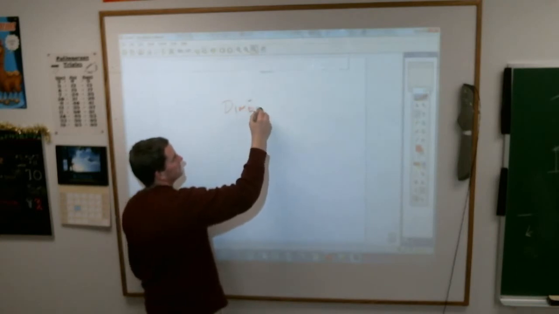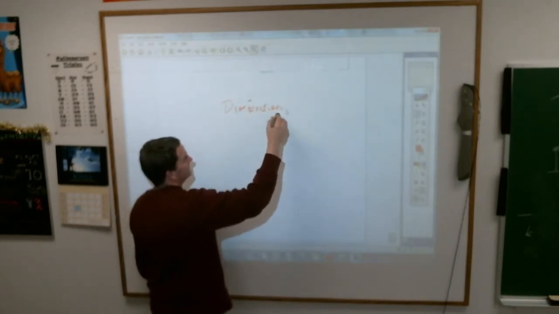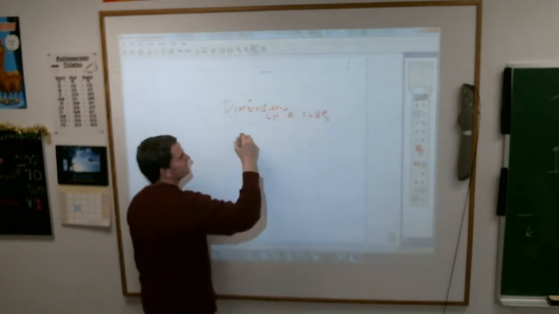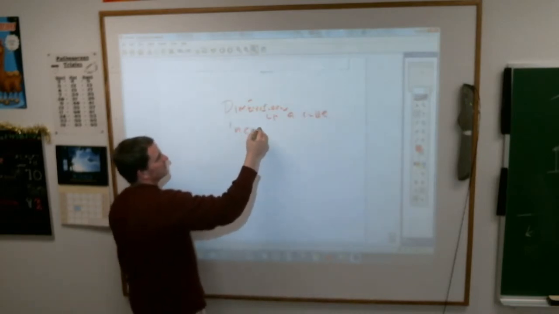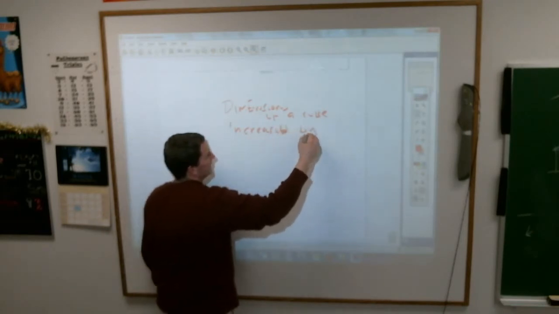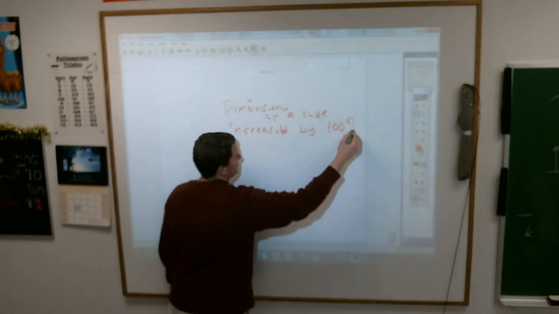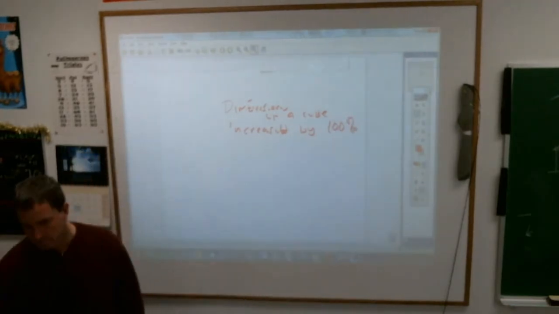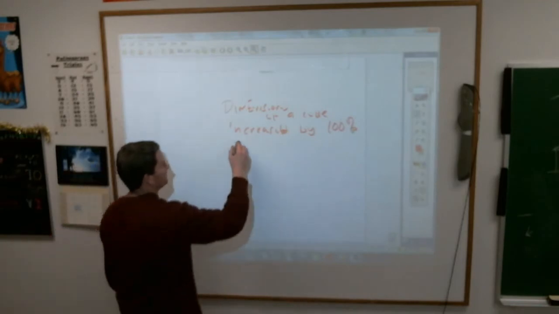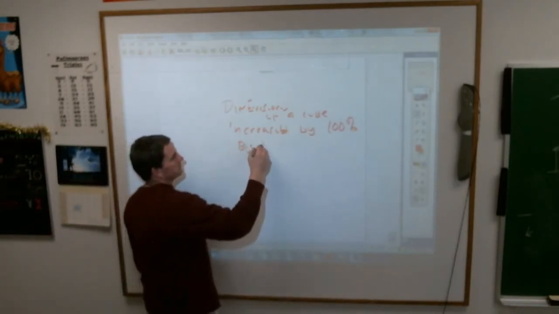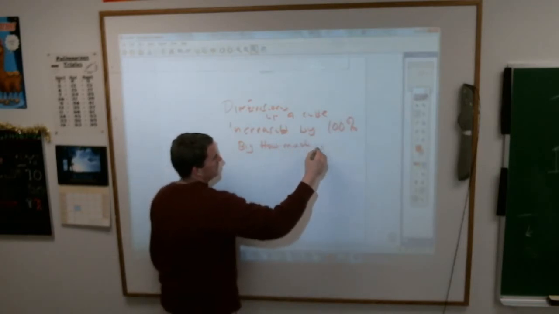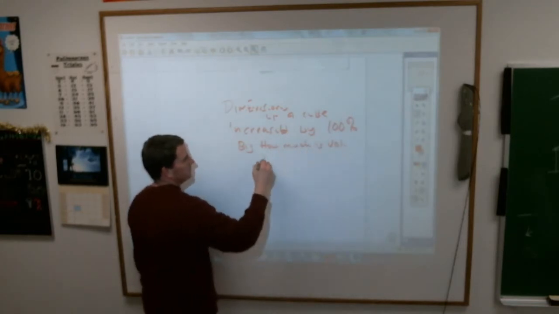Dimensions. It's not any better. Of a cube increased by 100%. By how much is its volume increased? By how much is the volume increased?